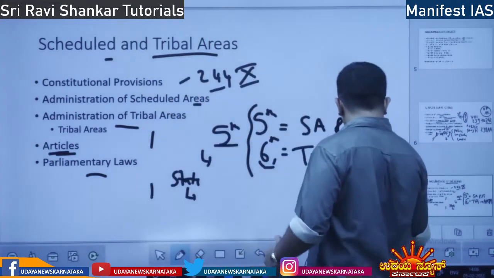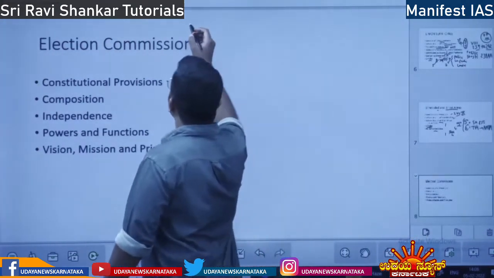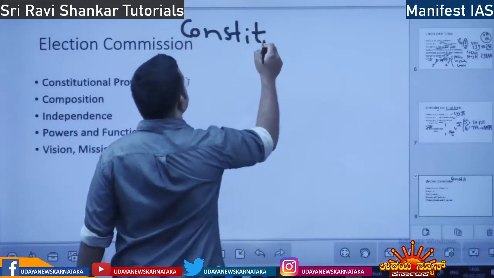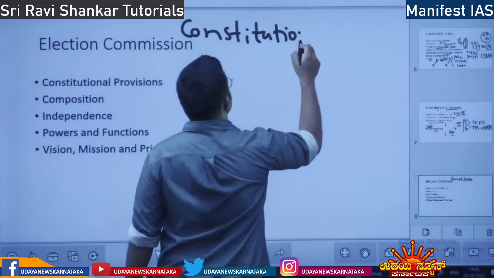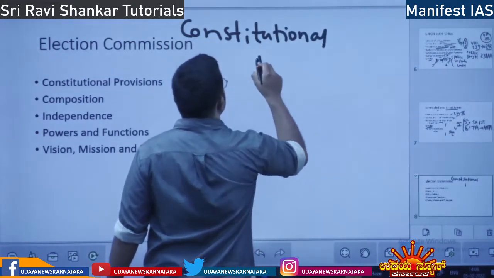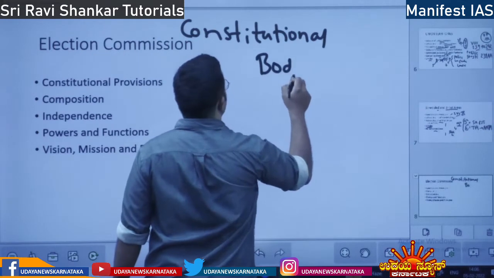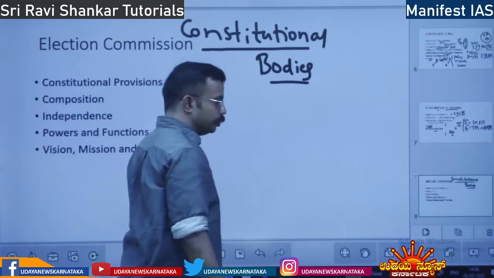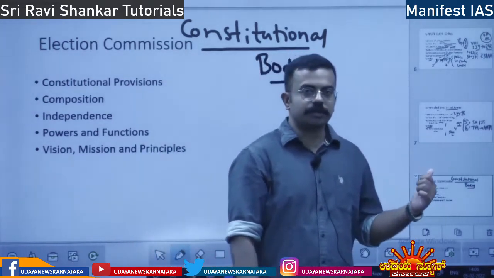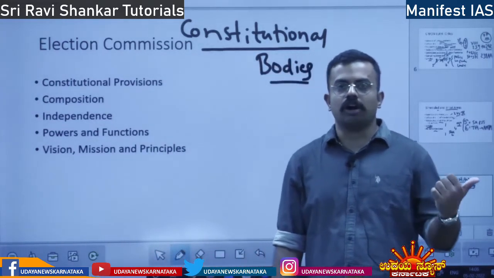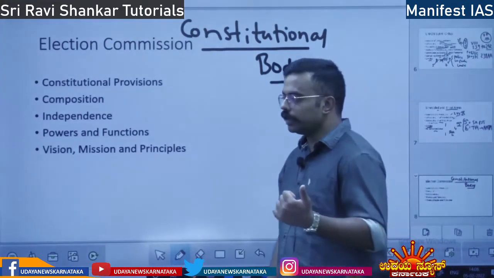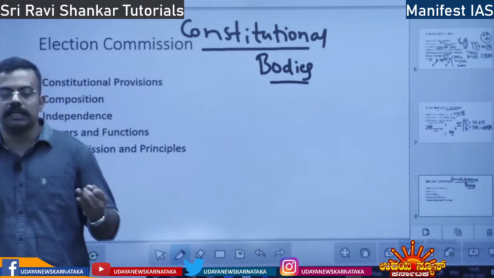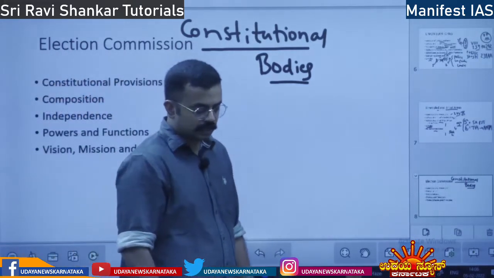Next, we will move to constitutional bodies. We are beginning the topic on constitutional bodies. What do you mean by constitutional bodies? It means these bodies are mentioned in the constitution. They derive their power from the constitution, not from any law enacted by the parliament. Which are the few bodies? The Election Commission is there, UPSC is there, CAG is there, and many other bodies, right?